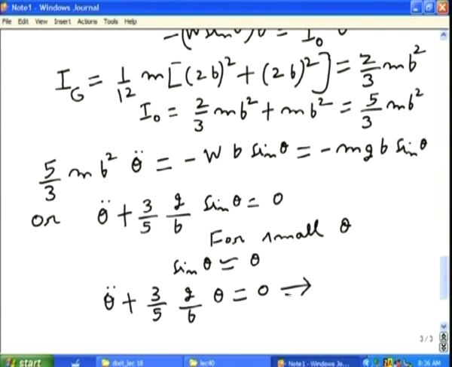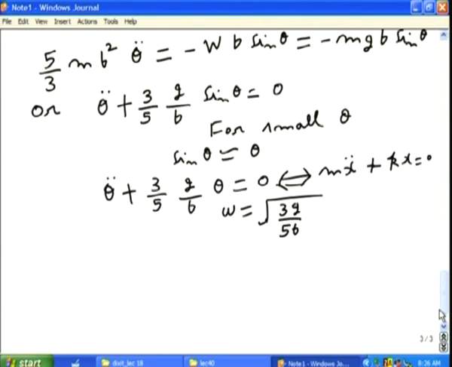This can be compared with m x double dot plus k x equal to 0, for which we know the frequency is under root k by m. Same thing happens here. So omega will be under root 3g by 5b, and time period can be written as 2 pi by omega, that means 2 pi under root 5b divided by 3g. So that means the time period depends on the size of this plate. So this is about this.